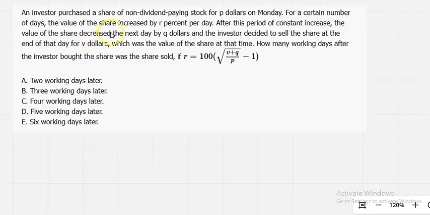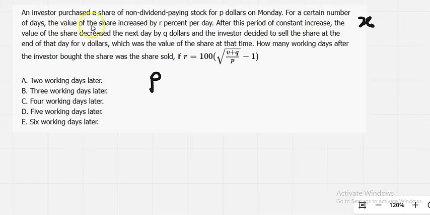An investor purchased a share of non-dividend paying stock for P dollars on Monday. So he bought it for P dollars. So let's have P on Monday for a certain number of days. So let's say the number of days is X. So we don't know the number of days.